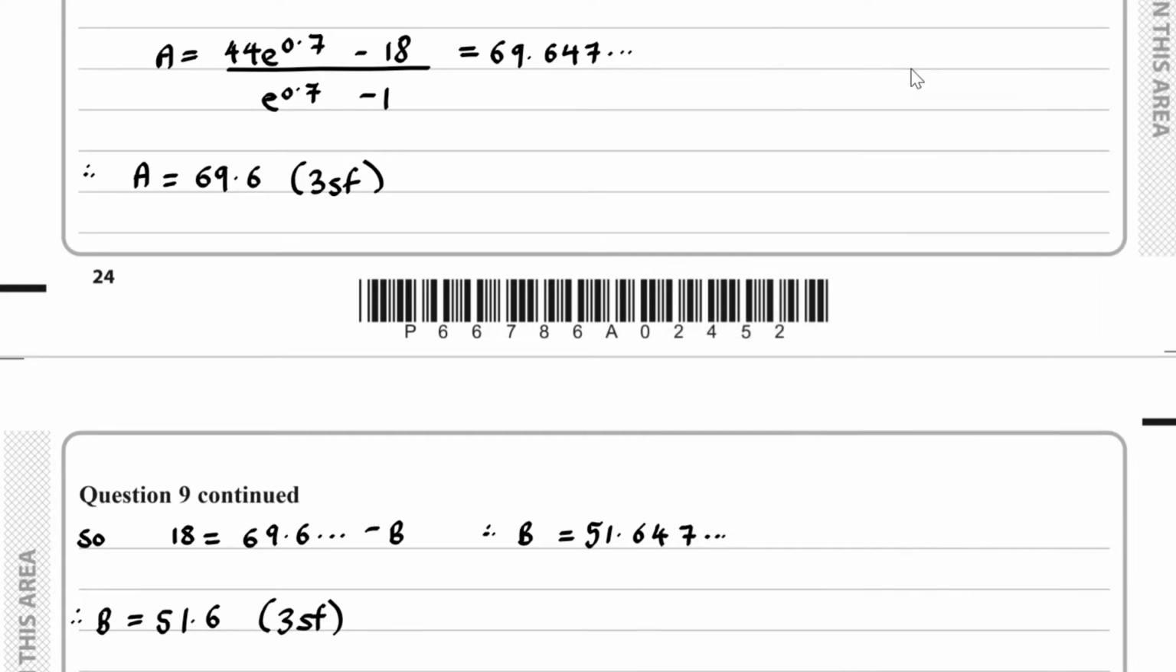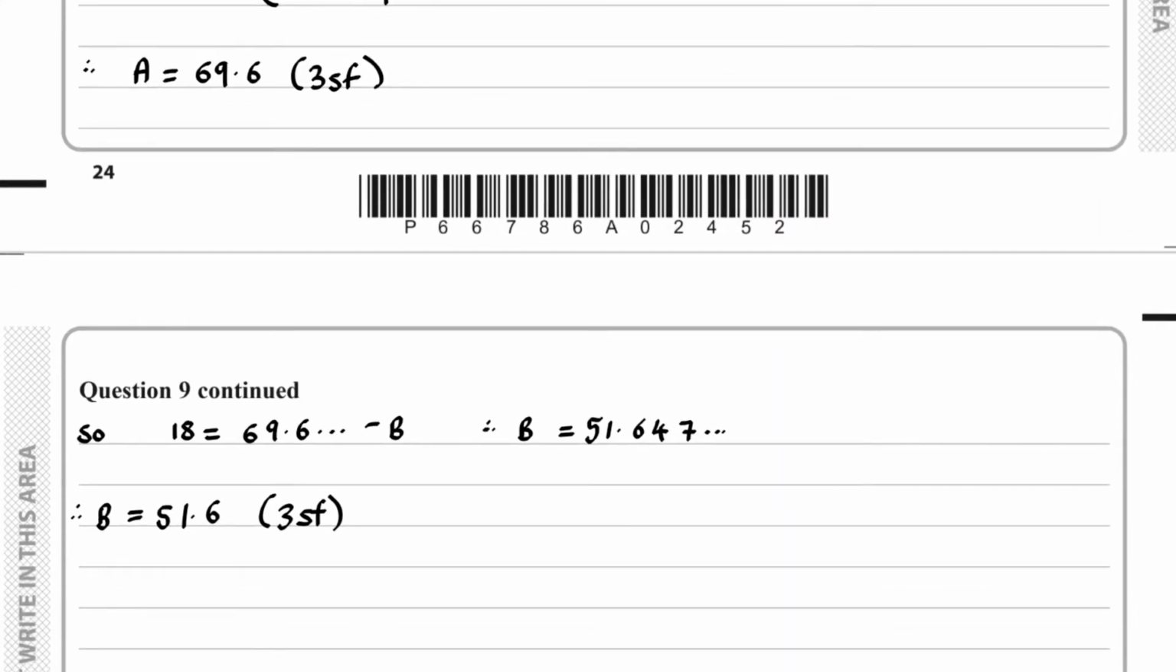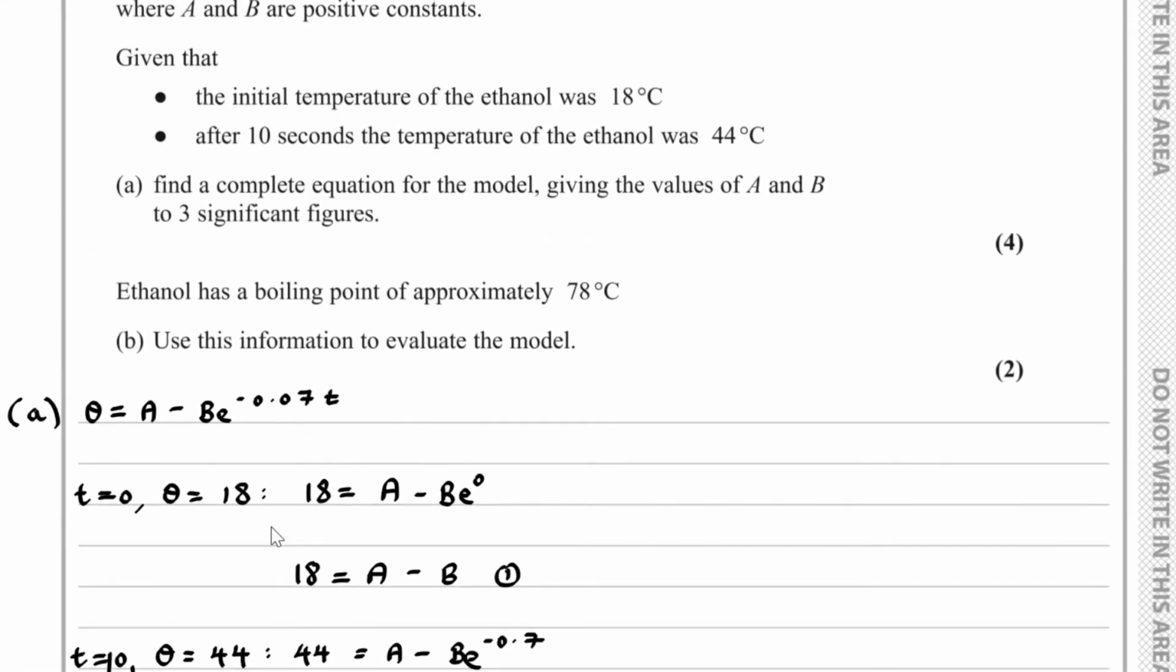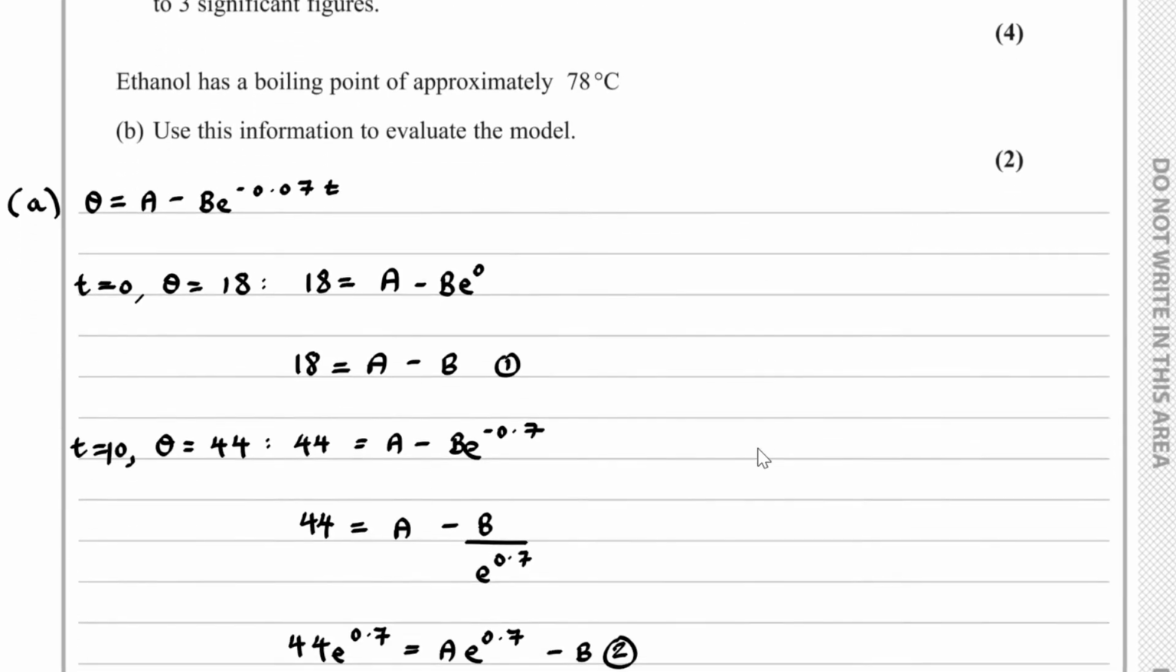So knowing the values of A and B, we can therefore conclude theta is equal to 69.6 minus 51.6 e to the minus 0.07 t. Now for part B of the question, ethanol has a boiling point of approximately 78 degrees C. We have to use this information to evaluate the model.